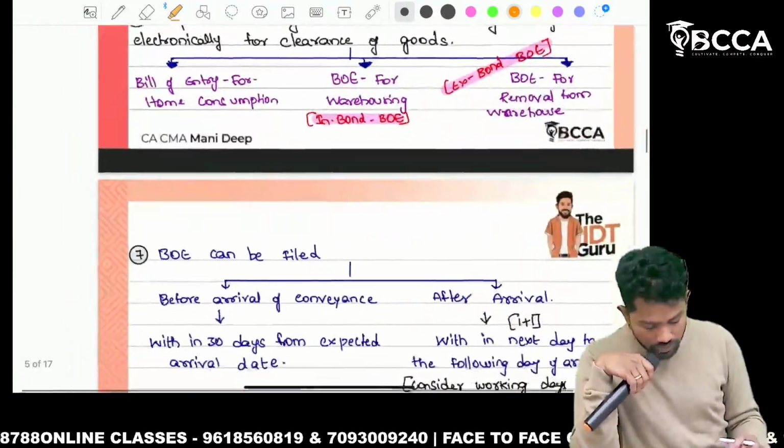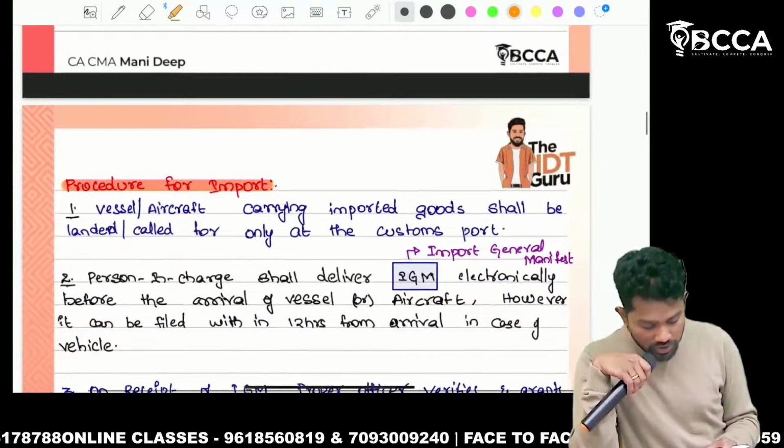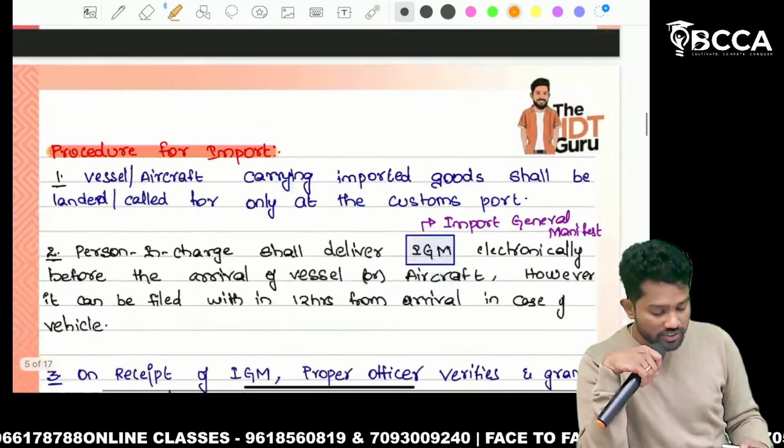Okay, now we are moving towards the procedure for import. Procedure for import.